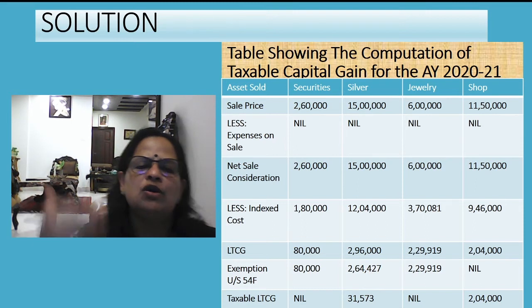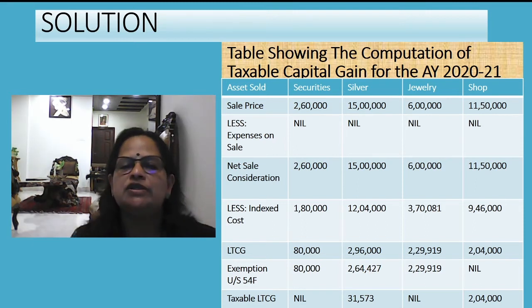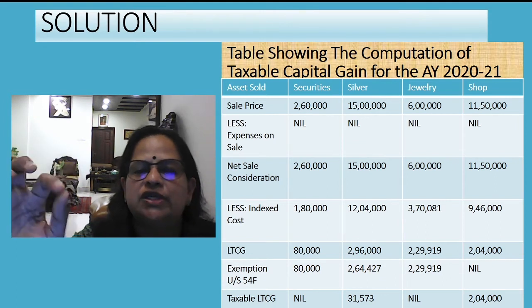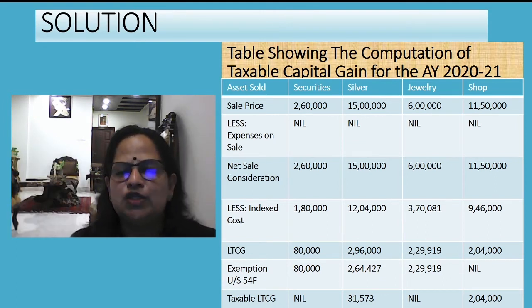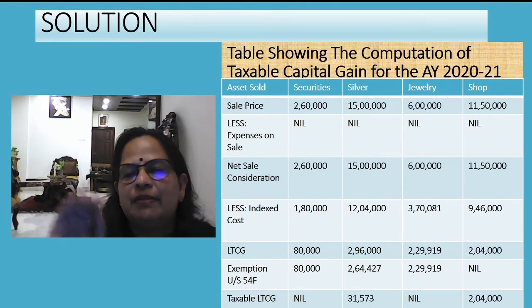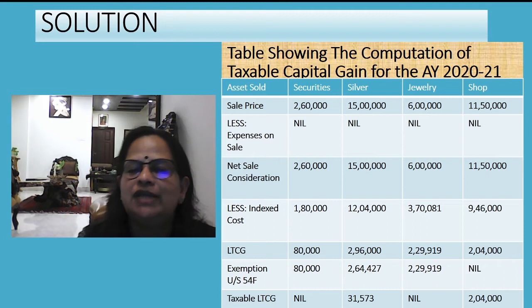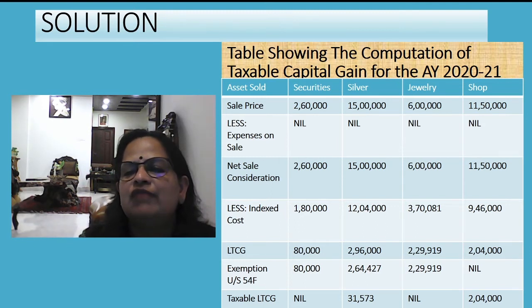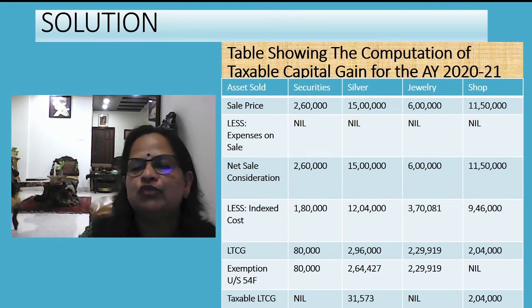Now you will get long-term capital gain. Long-term capital gain is net sale consideration minus the index cost. 2,60,000 minus 1,80,000, you will get 80,000. Next is 15 lakhs minus 12 lakh 4,000, you will get 2,96,000. Next is 6 lakhs minus 3,70,081, you will get 2,29,919. Next is 11 lakh 50,000 minus 9 lakh 46,000, you will get 2 lakh 4,000.